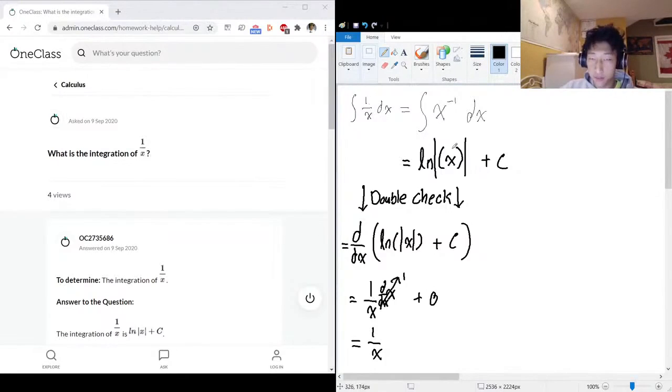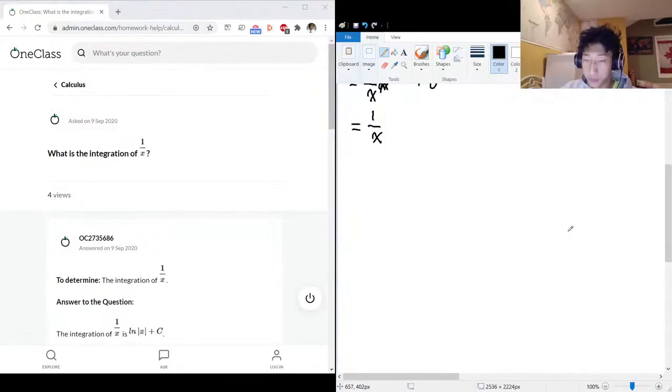We know that the answer to the integral of 1 divided by x is definitely the natural logarithm of x plus the constant, because we can never forget the constant when we're doing integrations. Now, why do we need the natural logarithm here, or the absolute value in the natural logarithm?